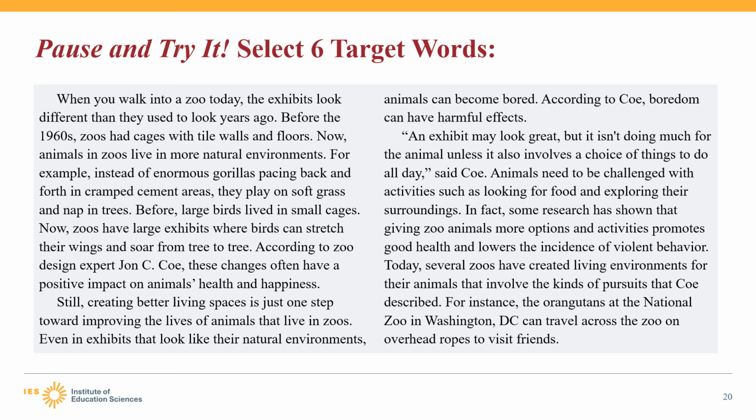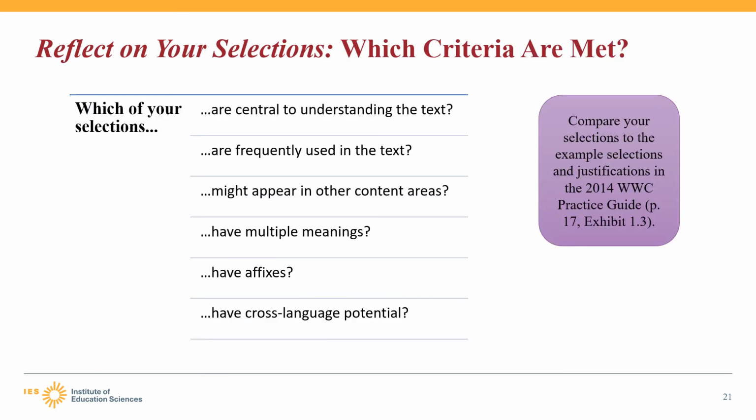So let's take a minute and read back through this text again on our own, thinking about which 6 target words we would choose for instruction for the particular grade level that we teach. So looking across the list of 6 words that you selected, reflect on how they meet the criteria that we've been discussing, those 6 different criteria.